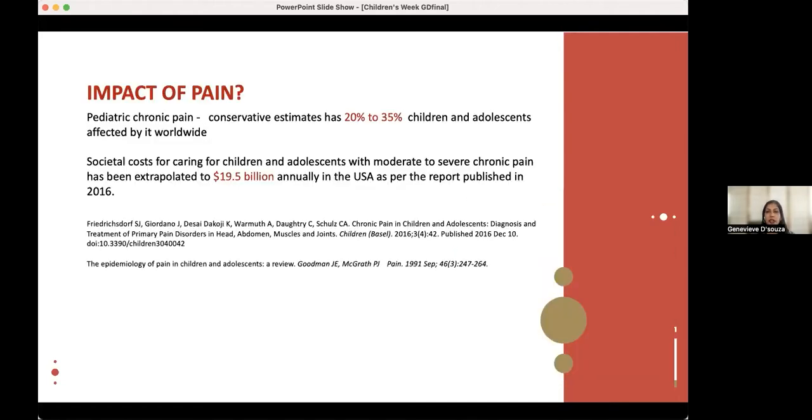So why is pain so important to be treated even in the hospital setting? Because if your acute pain morphs into chronic pain, it can cause societal costs. Caring for children with pain can cost up to 19.5 billion annually just in the United States, as per the pain report published in 2016.